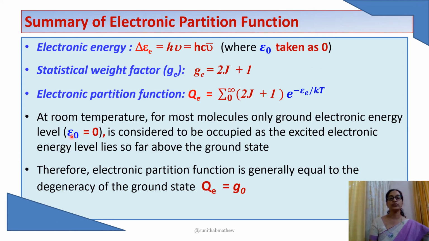But we know that at room temperature most molecules occupy only the ground electronic energy level, as excited electronic energy levels are so far above the ground state. So there will be only a contribution from the ground electronic state and no contribution from the electronic excited states. Therefore, the electronic partition function is generally equal to the degeneracy of the ground state, which is written as QE is equal to G0, which is equal to 2J plus 1.